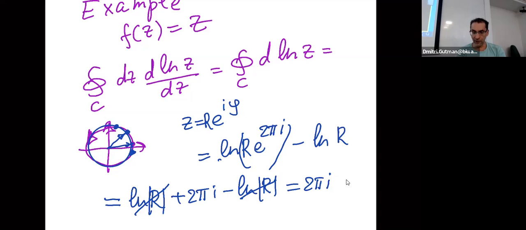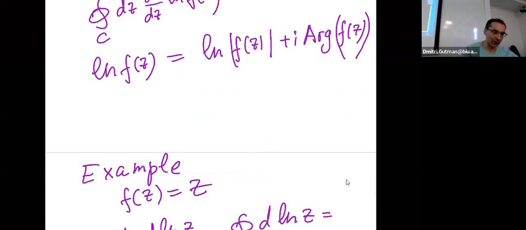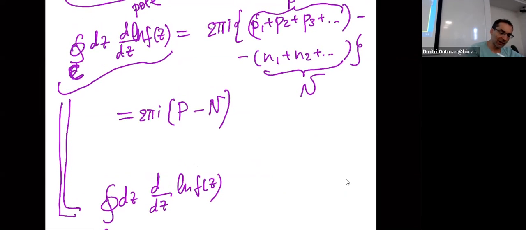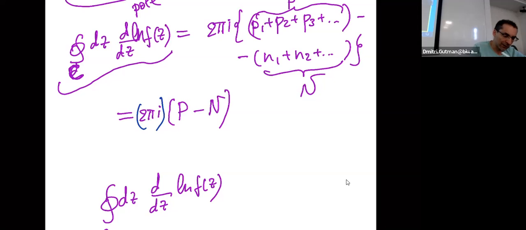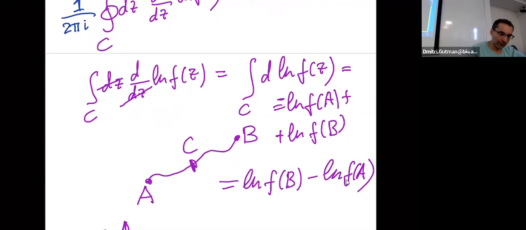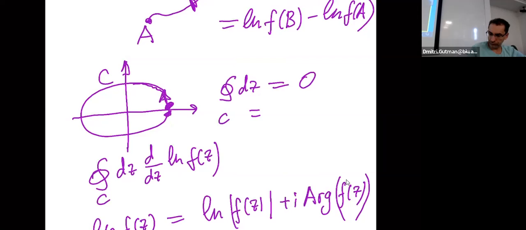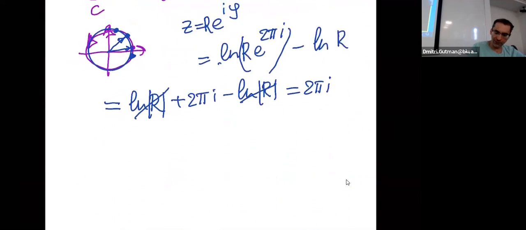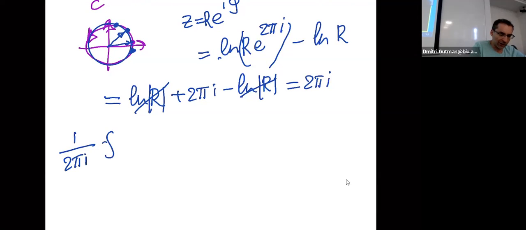And therefore we see that the logarithmic derivative, the integral of this thing, is 2 pi i. So if you go back and look at our theorem, let's take the 2 pi i and divide this equation by 2 pi i. Then what we get here is 1 over 2 pi i times the integral equals p minus n.